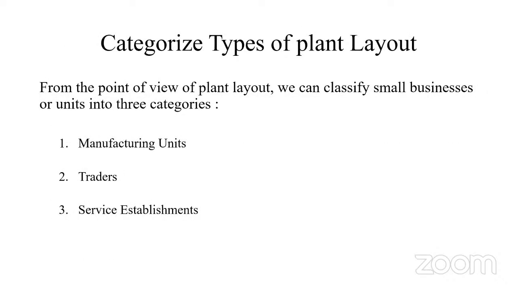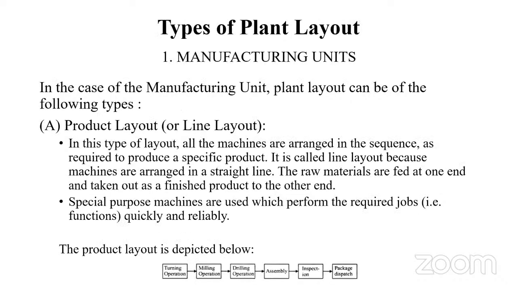Next is the categories type of plant layout. From the point of view of plant layout, we can classify small businesses or units into three main categories. First is manufacturing units, second is traders, third is service establishment. Then moving to our first section, that is manufacturing units. In this case, plant layout can be of the following types: the product layout, the process layout, the fixed layout and the combined layout.